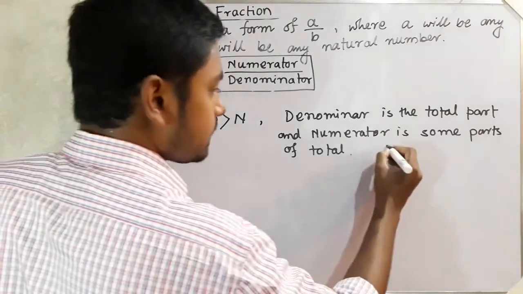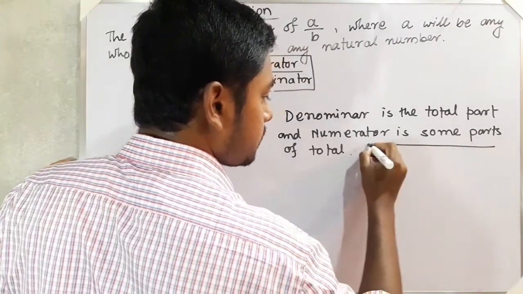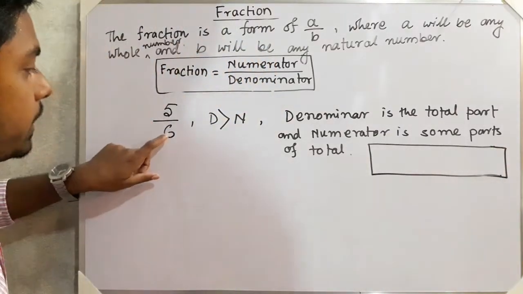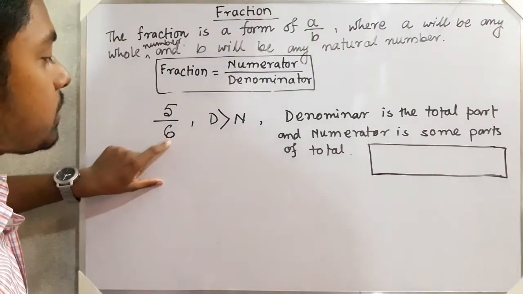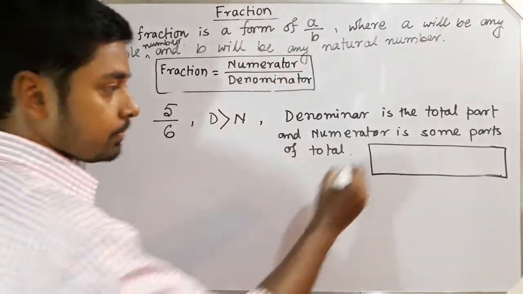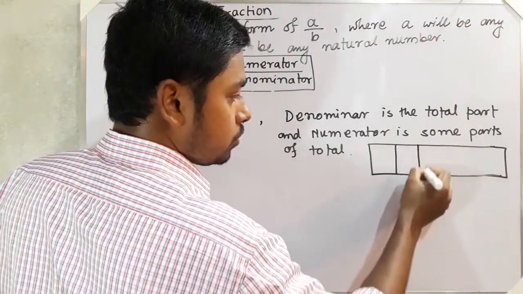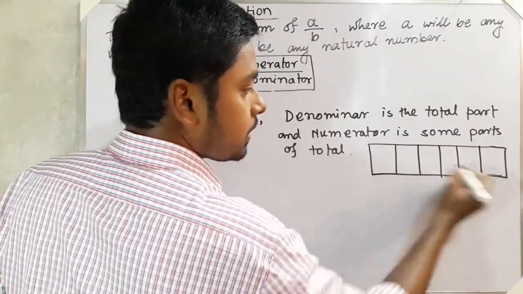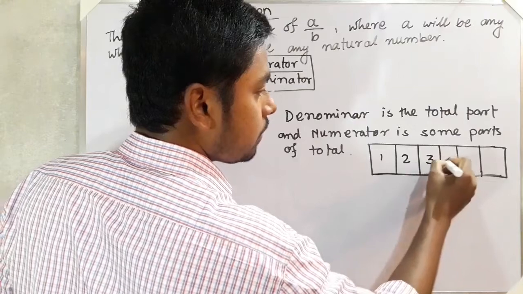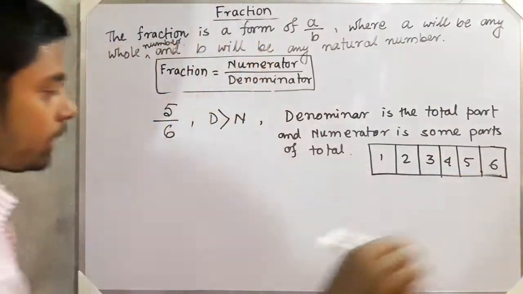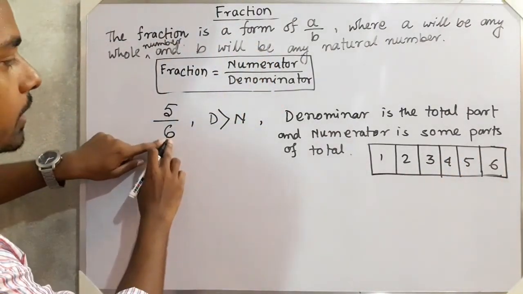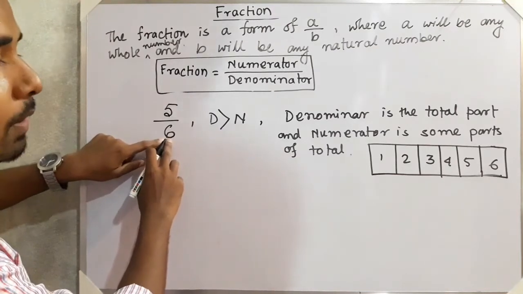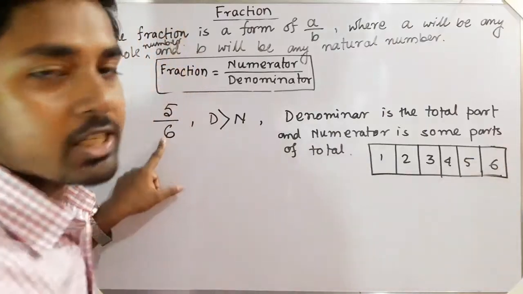So 5 by 6, suppose I am having 6 boxes. I told you that denominator is the total part. So total boxes I am taking here 6. 1, 2, 3, 4, 5. So how many boxes are there? 1, 2, 3, 4, 5, 6. So I told you that denominator is the total part. So total part means how many parts are there in total? 6 parts. So we have made the 6 parts.